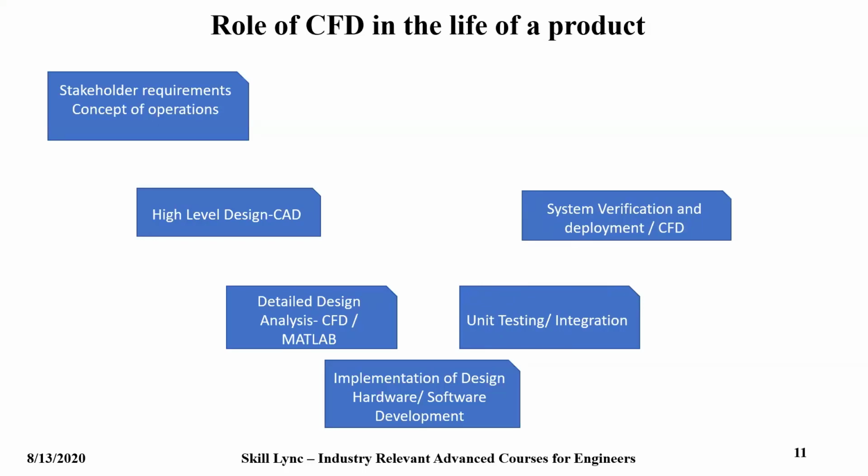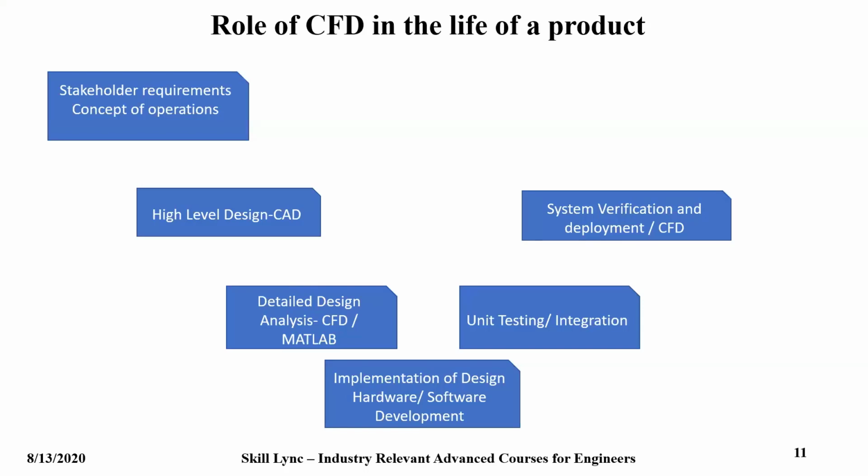So when CFD is used on the left-hand side of the chart, where there is detailed design, that is a different implementation of CFD as compared to on the right-hand side. The right-hand side is also called certification, which is different from design. So what happens in certification is the system, for example, the wing, is verified through experimental fluid dynamics, through experiments, and then they are compared with the CFD to check the validity. So this is called airplane certification.